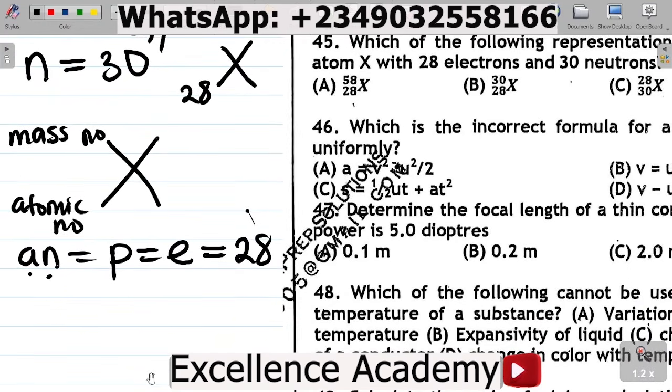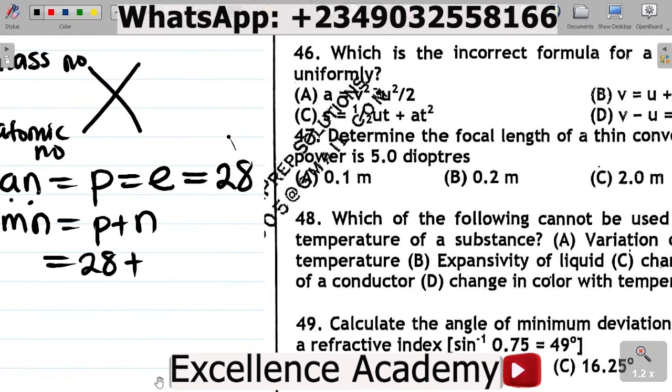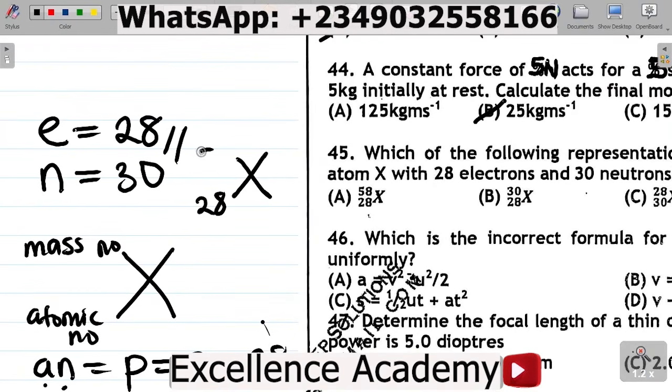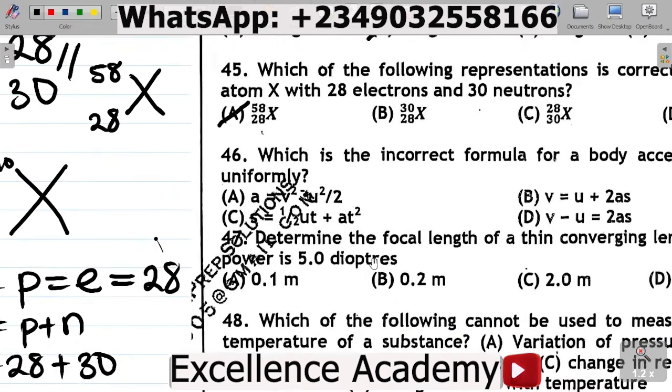Then when it comes to mass number, let's call this Mn, or atomic mass. Mass number is equal to proton plus neutron. That's equal to the proton, as we've just said, 28, plus the neutron. How many neutrons do you have there? 30. So plus 30. 28 plus 30 is 58. So I have 58 as my mass number. So my answer there is 58 up, 28 down, X. So that's option A. That's the correct answer.